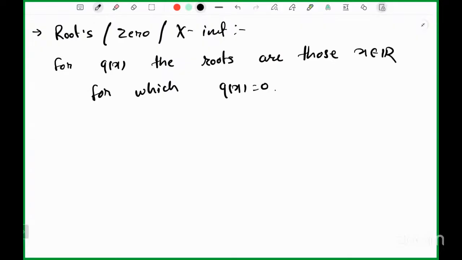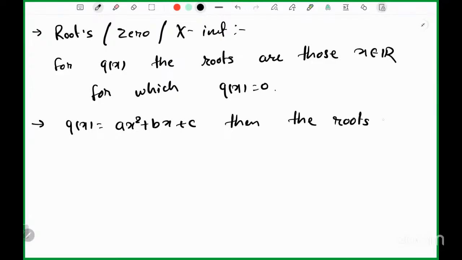Now, for a quadratic equation, we have a closed form, which is also known as the Sridharacharya formula. It says that if q of x is given by ax square plus bx plus c, then the roots, or zeros, or x-intercepts are given by the formula x equals, can someone tell me what is the formula here?